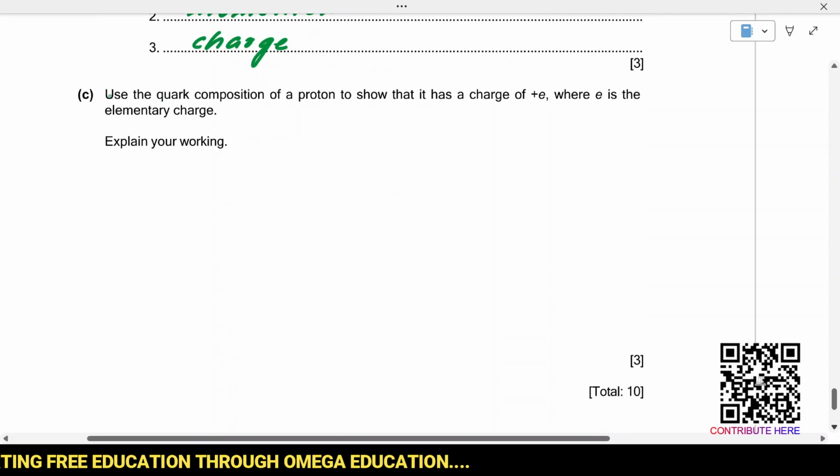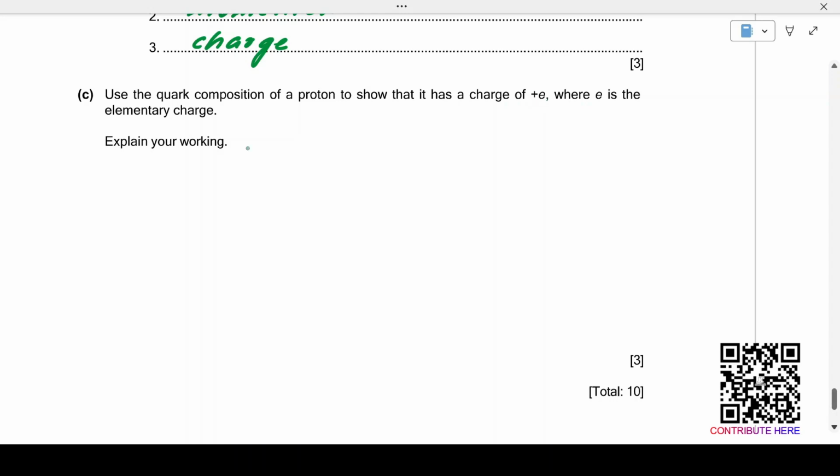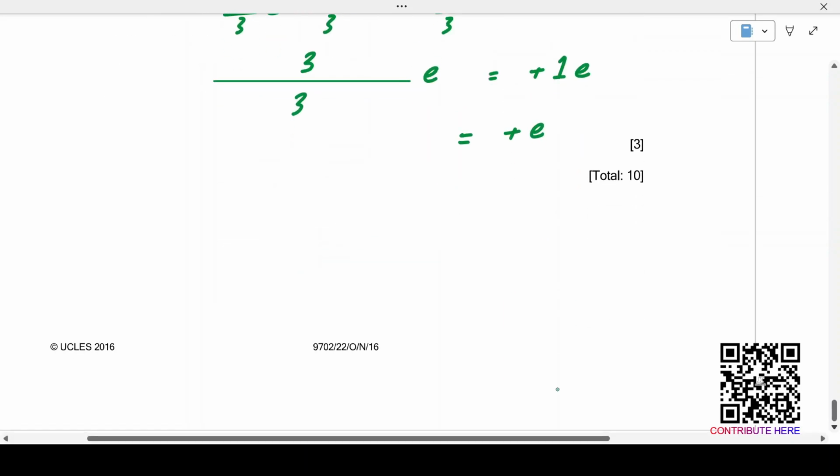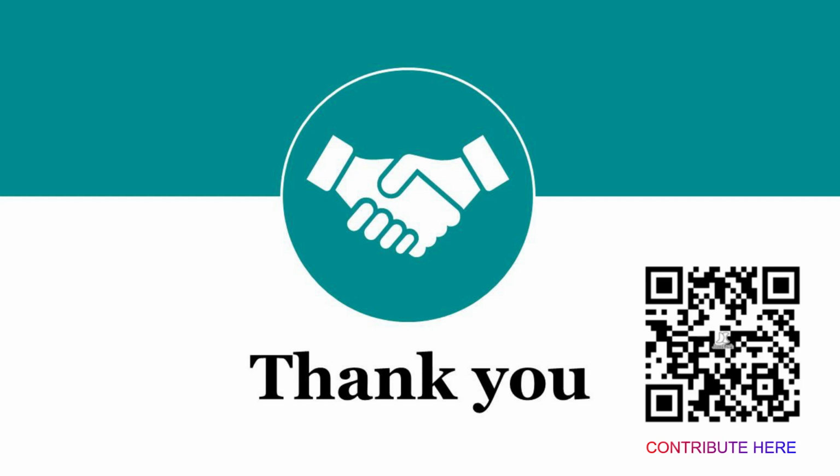No, mass energy. Use the quark composition of a proton to show that it has charge plus e. Up, up, down. Up is 2 by 3e, relative charge. The second up is also 2 by 3e. The down is minus 1 by 3e. You combine all of them. Denominator is same, no need to take the LCM. 2 plus 2, 4. 4 minus 1, 3. e as it is. 3 by 3 cancels out. You're left with plus 1e, which can also be written, without the coefficient 1, simply as e. So this is everything that we have done.